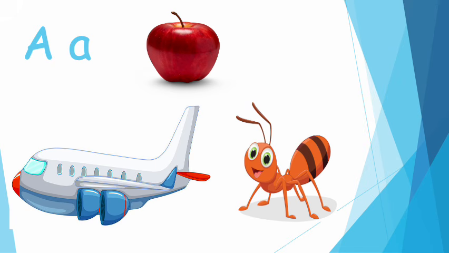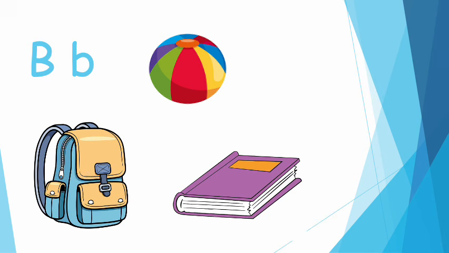Do you remember which alphabet is this? Yes, it is A. Now repeat with me. A apple, A aeroplane, A ant. Which alphabet is this? Yes, it is B. B ball, B bag, B book.